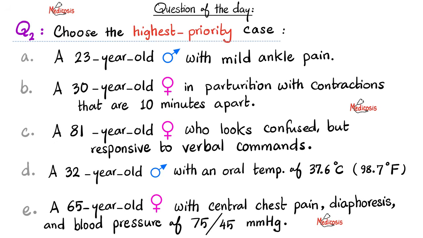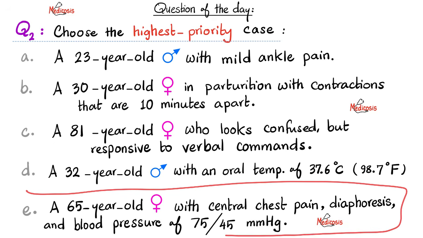Next, let's answer the question of the previous video. Please choose the highest priority case that needs to go to the emergency room right now. Please pause and try to answer this yourself. The correct answer here is choice E. Now, why is this? Because choice E is a heart attack. This is an old lady with central chest pain, sweating, and low blood pressure. This is very concerning because it could be a heart attack. However, mild ankle pain can wait. During labor with contractions that are 10 minutes apart, not urgent yet. Confused but responsive to verbal commands, not an emergency yet. Low-grade fever, not an emergency yet.